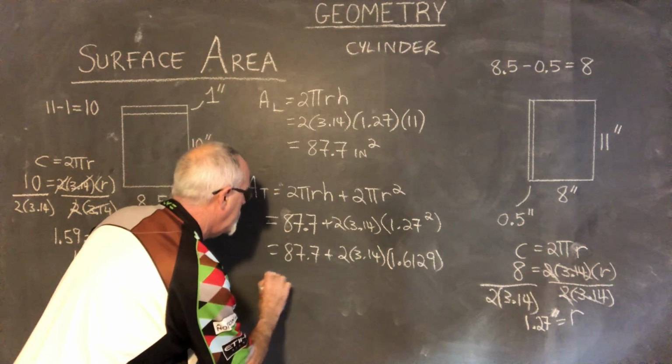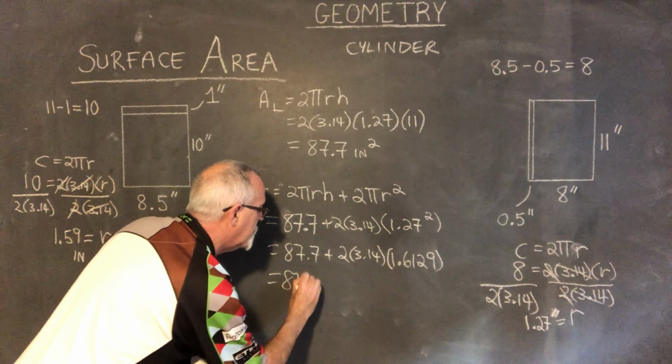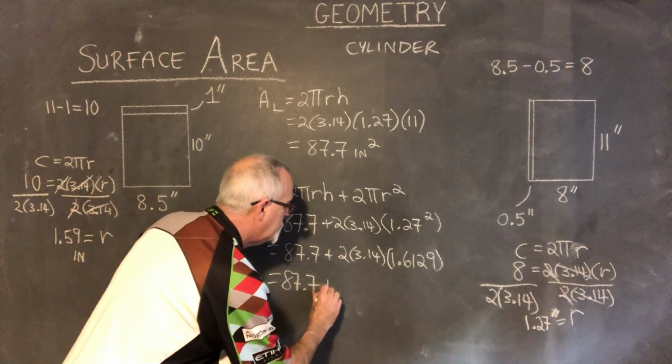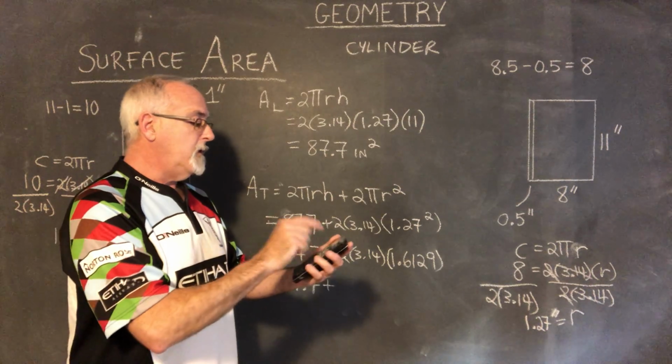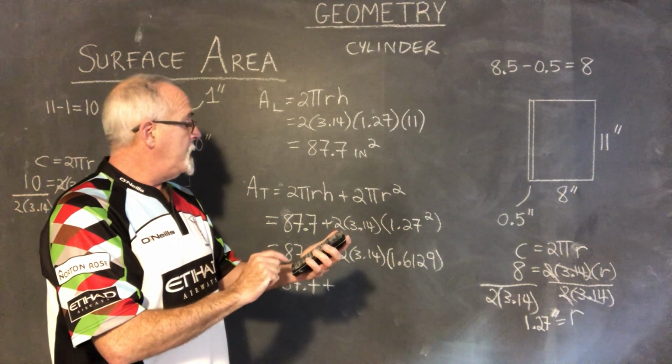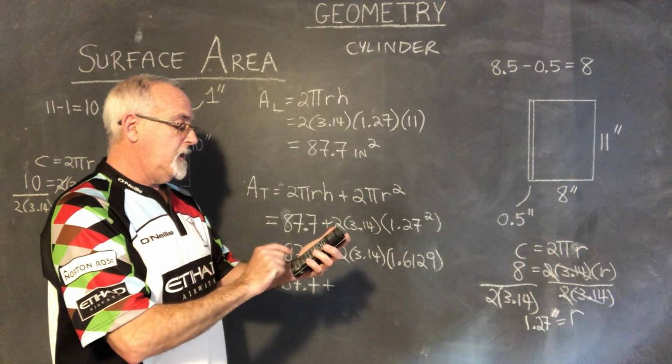Now we can multiply. 87.7, can't use that yet. Order of operations, multiply before adding, plus 2, well the 1.6129 is already in my calculator, so I'm saying times 2 times pi.